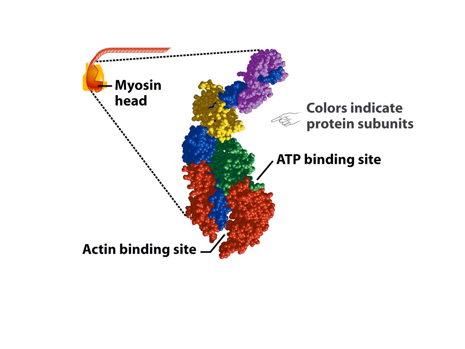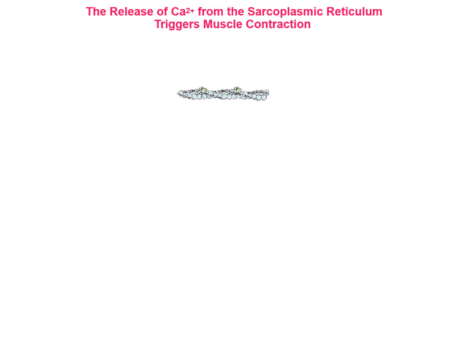Many amino acids are shown here, and there are different sites on it. There's an ATP binding site where it binds ATP before the ATP gets hydrolyzed to release energy. There's an actin binding site here, very specific. That's where the myosin head binds to actin. That's just for your own information.